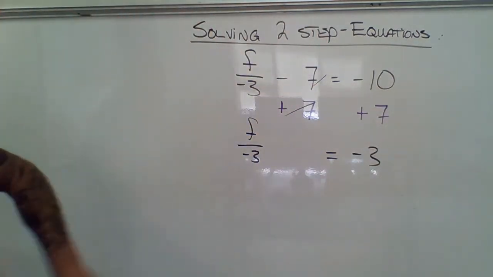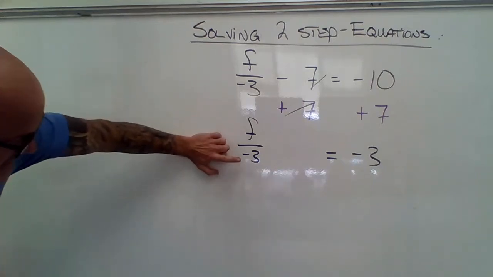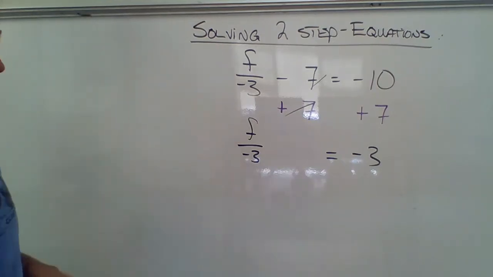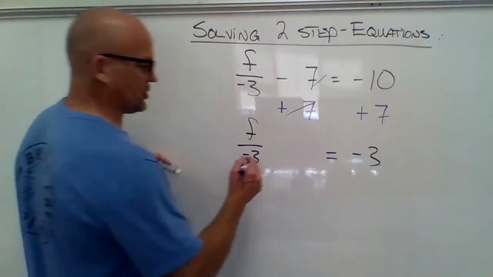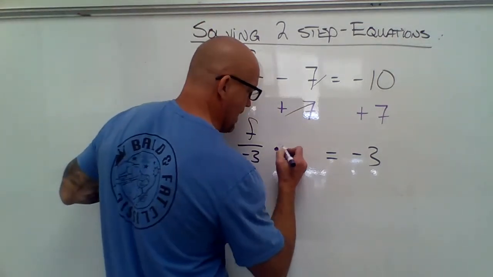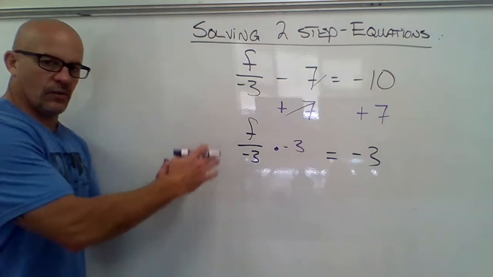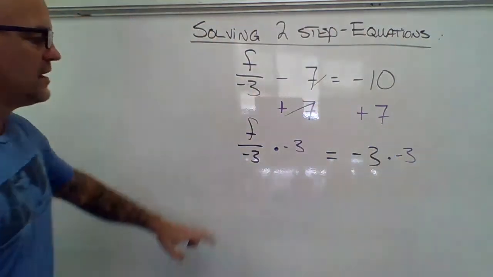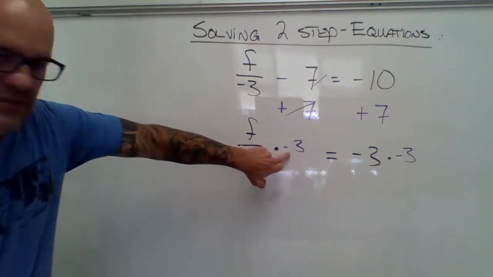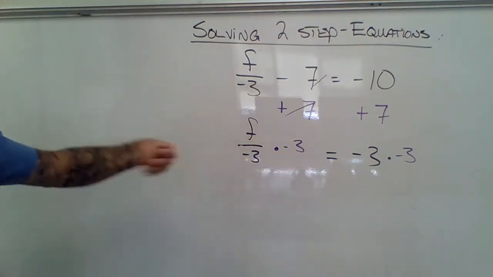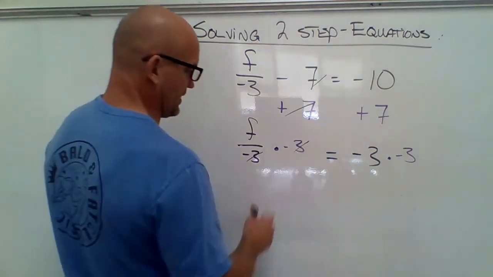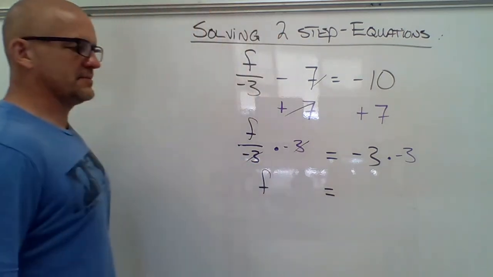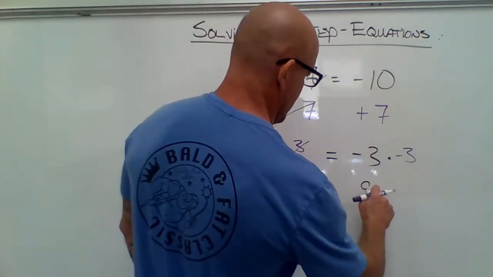Now, still attached to this f is this -3. He's attached by division. That is a fraction bar or a division. So to get rid of that division, I'm going to multiply by -3. What I do to one side, I'm going to do to the other. And I'm going to come down. Dividing by -3, multiplying by -3, they're inverse operations. They undo each other, so they cancel out. F comes down, and that is going to equal -3 times -3, of course, is +9.